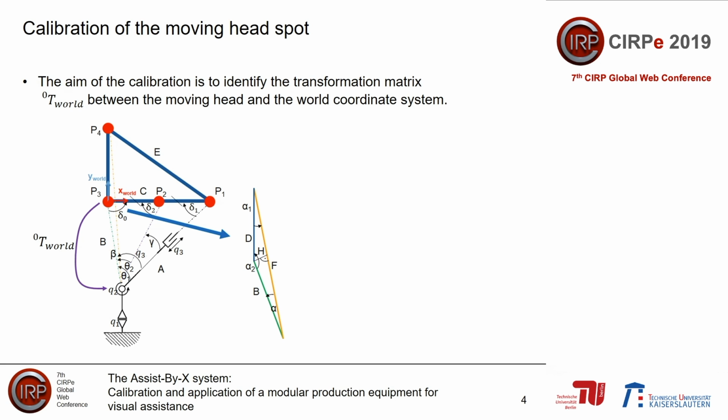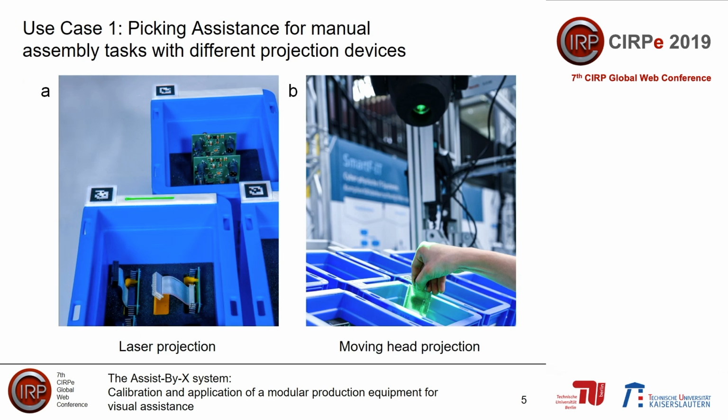The desired configuration of the moving head is determined by solving the inverse kinematic problem of the kinematic model. In the first use case, a typical picking assistance task of manual assembly processes is realized by the ABX, demonstrating the overlapping skills of two devices, the laser projector and the moving head. Manual assembly processes in multivariant production lines can be secured by visual assistance and help to increase product quality.